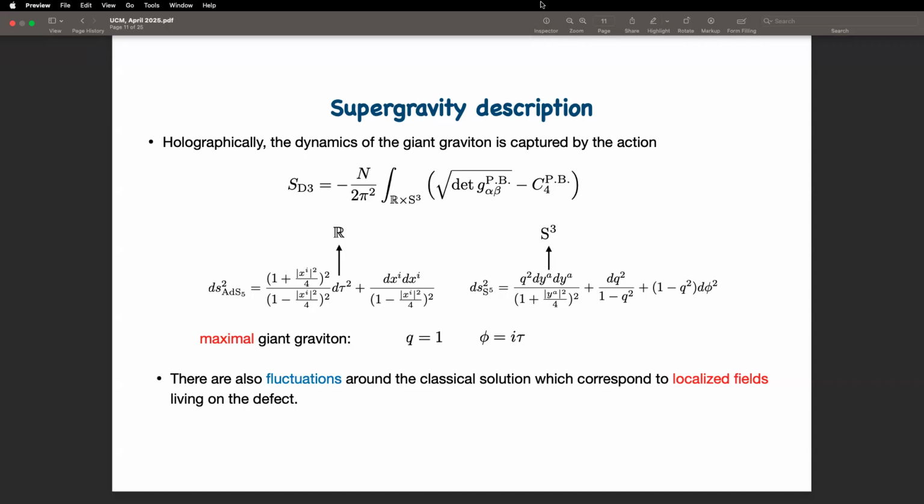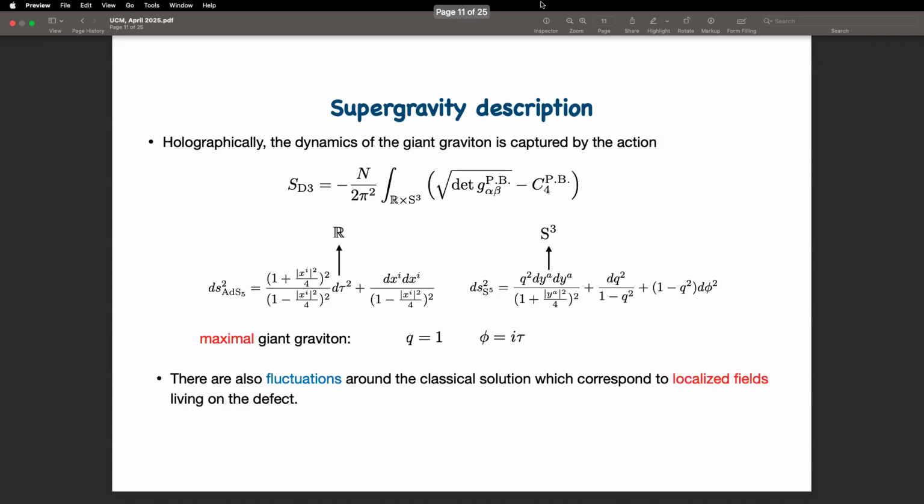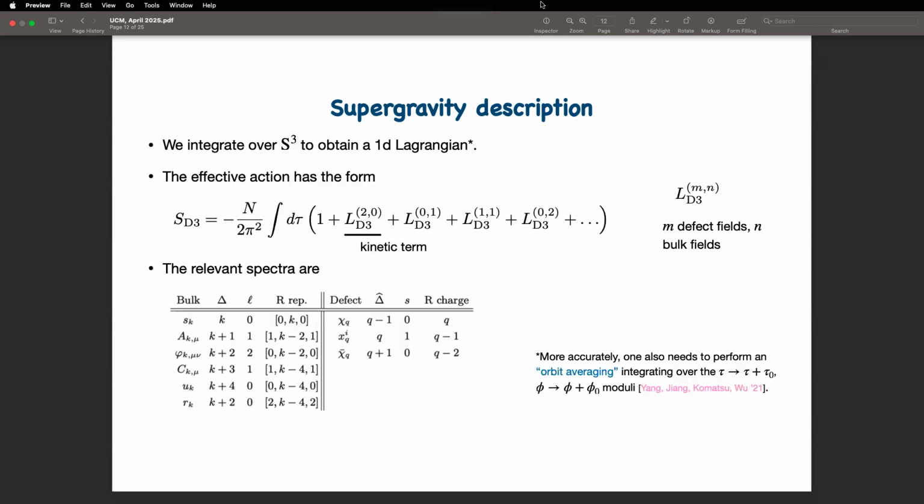Right, so this is the classical solution. But on top of the classical solution, we can also have small fluctuations. And these correspond to localized fields living on this defect. So to describe it, we need to do the following. Usually when we consider correlation functions in AdS/CFT, we consider only the AdS part. So we need to do a KK reduction for the internal manifold. Here we are going to do the same. So we need to integrate out the S3 factor in order to obtain a 1D Lagrangian in the AdS factor.